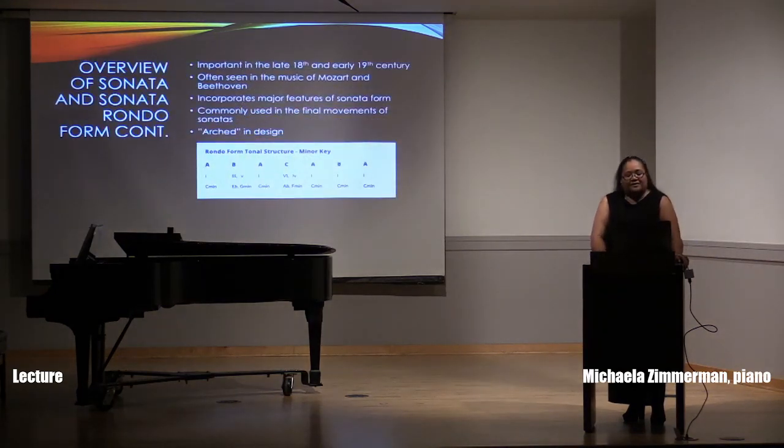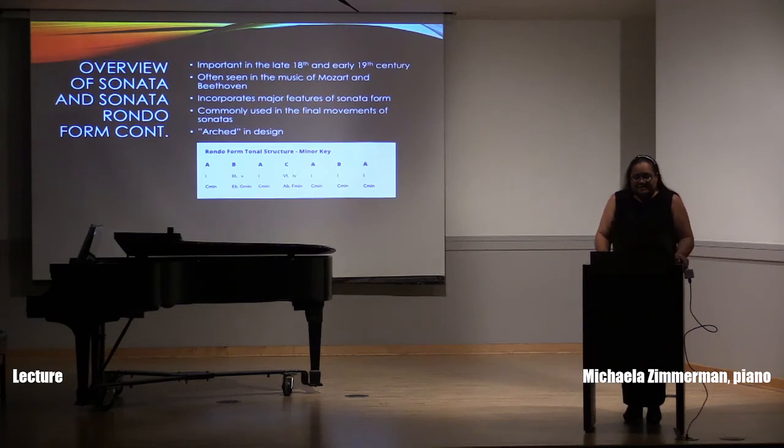The sonata rondo form was an important form in the late 18th and early 19th centuries. It is often seen in the music of Mozart and Beethoven. Sonata rondo form incorporates major features of sonata form, such as contrasting themes, a similar tonal scheme, and the use of transitions and retransitions that can be rather elaborate and with distinct musical materials. The sonata rondo form is commonly used in the final movements of sonatas as well as symphonies.